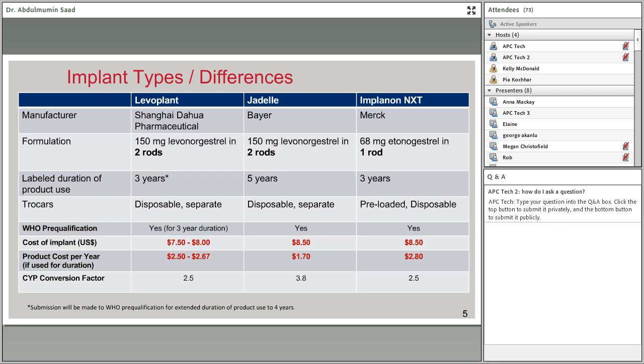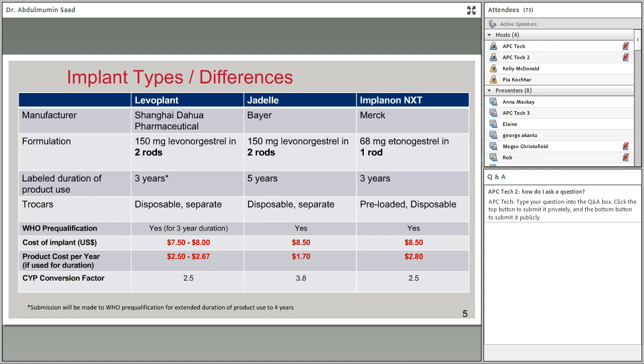Implanon NXT is manufactured by Merck. It is supplied in a preloaded disposable applicator that makes it much easier for providers to insert one flexible rod, which contains 68 milligrams of etonogestrel, also known as ETG, under the skin. It costs about $8.50 and $2.80 per CYP. It's important to see the differences in the molecule between the 3 products. Both Levoplant and Jadelle contain levonorgestrel, while Implanon NXT contains 68 milligrams of etonogestrel as the active ingredient. It has only 1 rod, while Levoplant and Jadelle have 2 rods of 75 milligrams of LNG each.